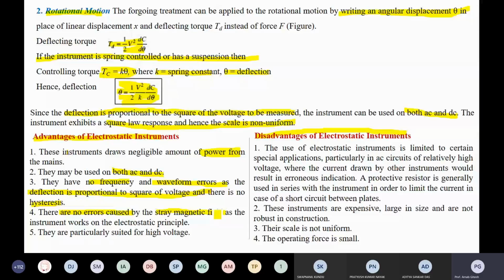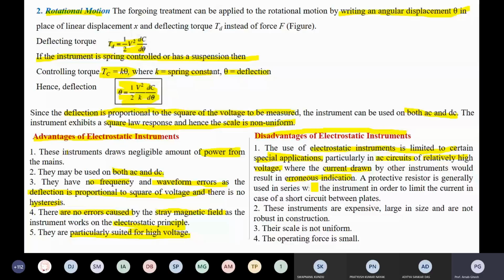Okay. What are the most important disadvantages? The use of electrostatic instruments is limited to certain special applications, particularly AC circuits of relatively high voltage, where the current drawn by the instrument would result in erroneous indication. If the current is high, there is much more chance for unnecessary error. So you have to prevent too much current flowing through your device. So the main limitation is that this type of instrument is only applied for high voltage applications.